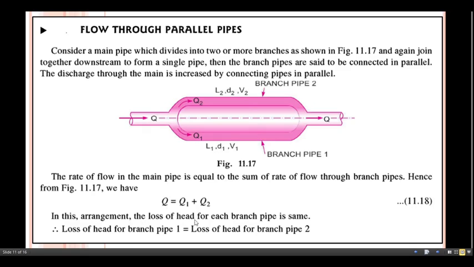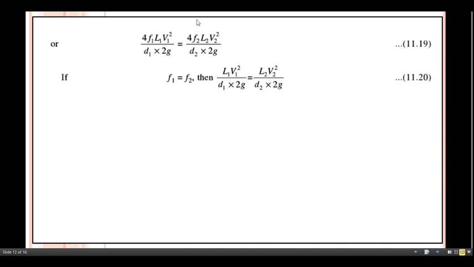In this arrangement, the loss of head for each branch pipe is the same. Loss of head for branch pipe 1 equals loss of head for branch pipe 2. So for the loss of head, using the frictional formula, we have 4 F1 L1 V1 squared divided by D1 multiplied by 2g equals 4 F2 L2 V2 squared divided by D2 multiplied by 2g.